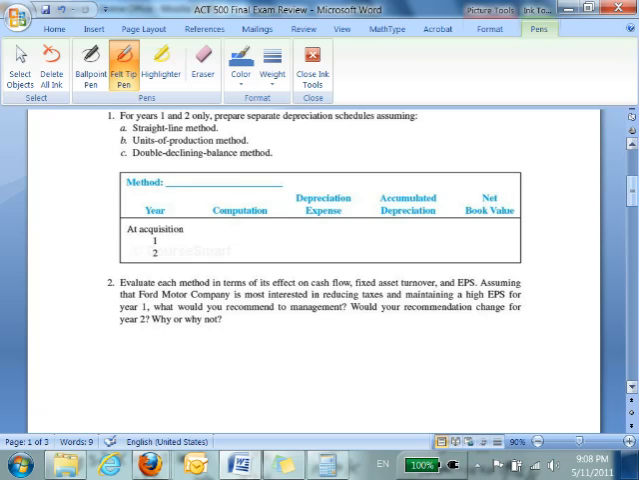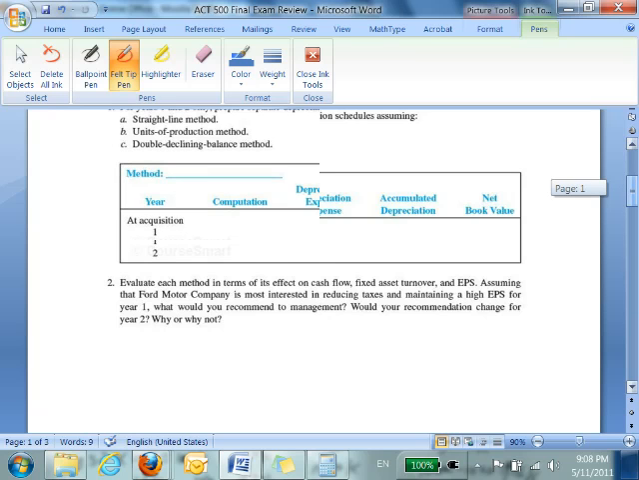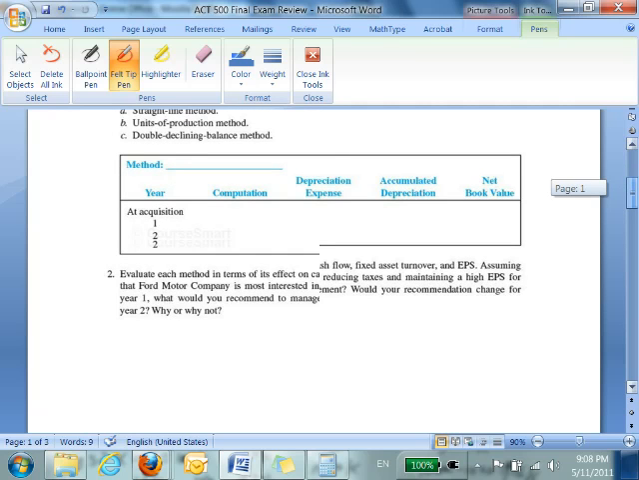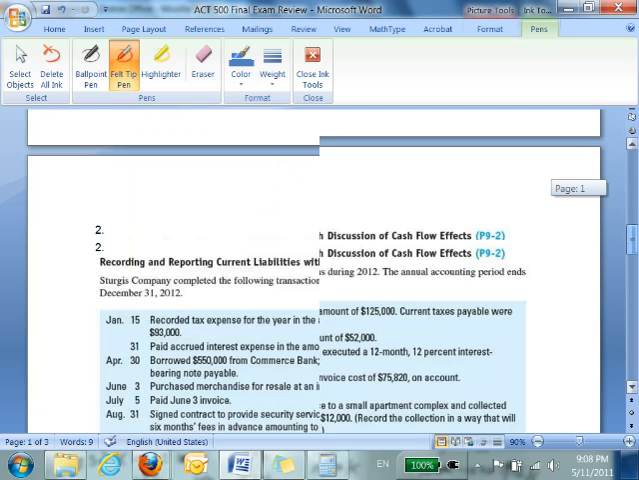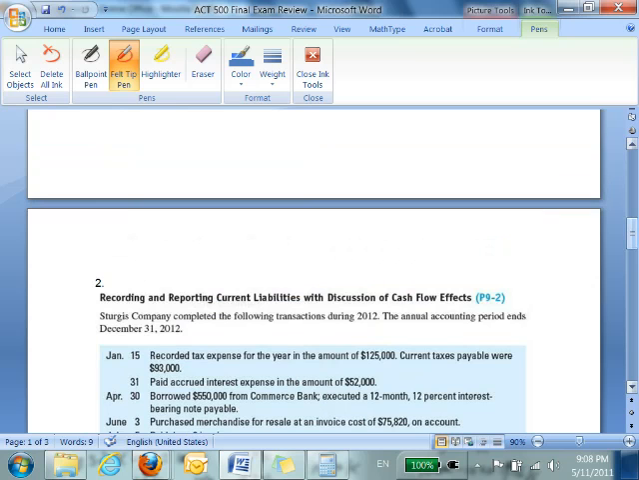Any questions for the depreciation method? 3 depreciation methods. I haven't heard any response from you, so we can move on to the next one. Okay, let's move on to problem 2.